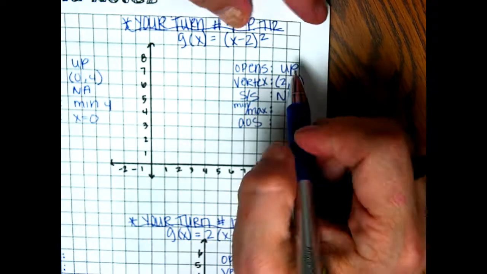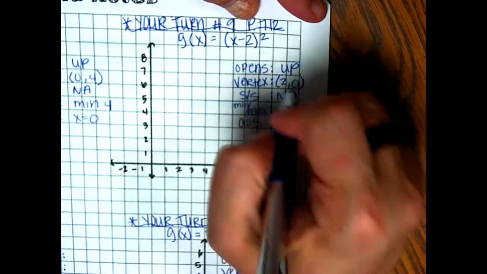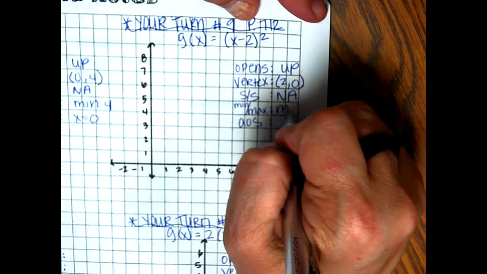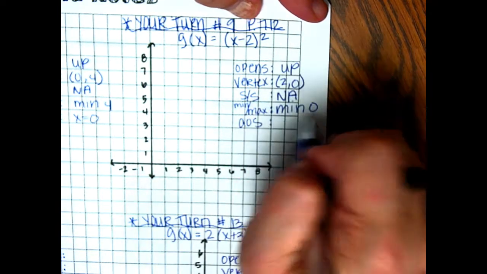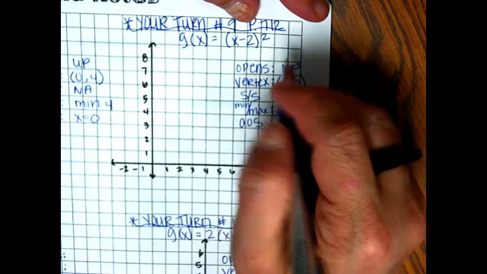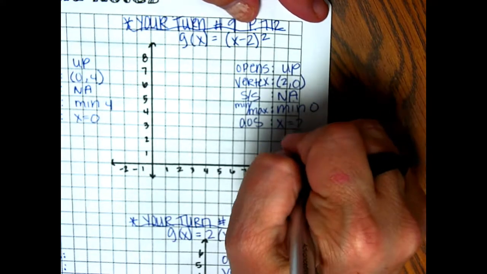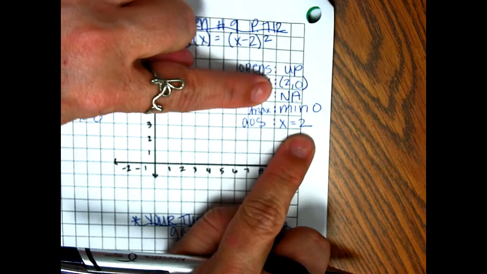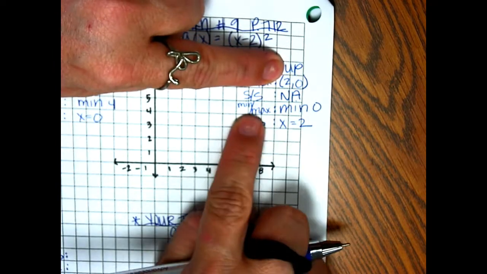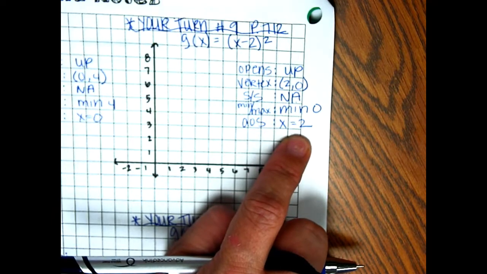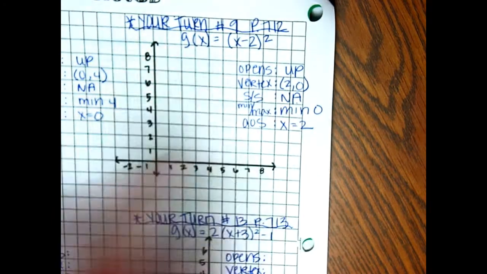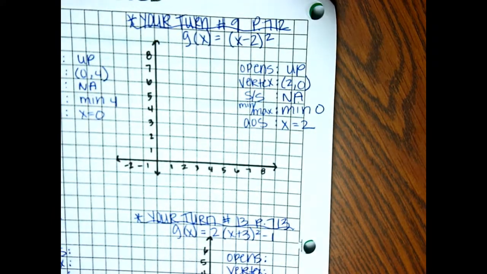Minimum or maximum? If it opens up, it's going to have a minimum, and it's the 0, or the y term. So the minimum is 0. And the axis of symmetry is going to be x equals 2. Notice I'm just using my x and y terms. For the max or minimum it's the y term, or the y point of the vertex, sorry, and the axis of symmetry is the x part of the vertex.